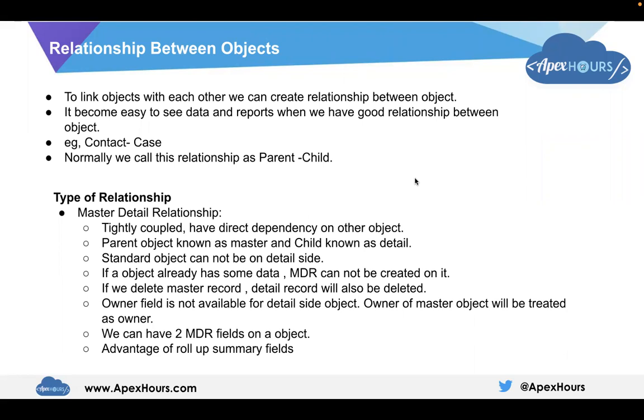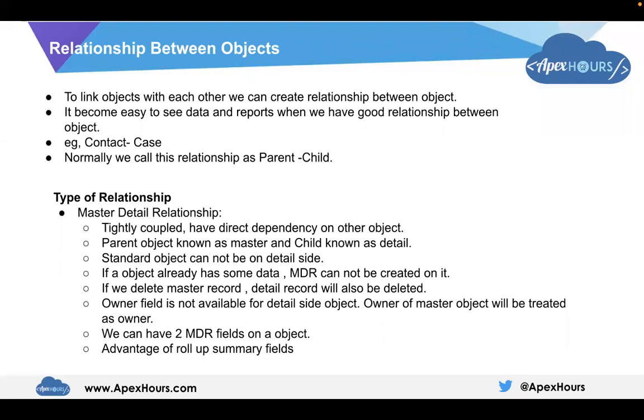An example is contact and case. Apart from it, like the example we were seeing, employee and skills. If you want to see the skills of each employee, if you want to report on data like which employee has which skills, then definitely we need a relationship between both of these objects. Normally we call this relationship a parent-child. There are types of relationship available in Salesforce.